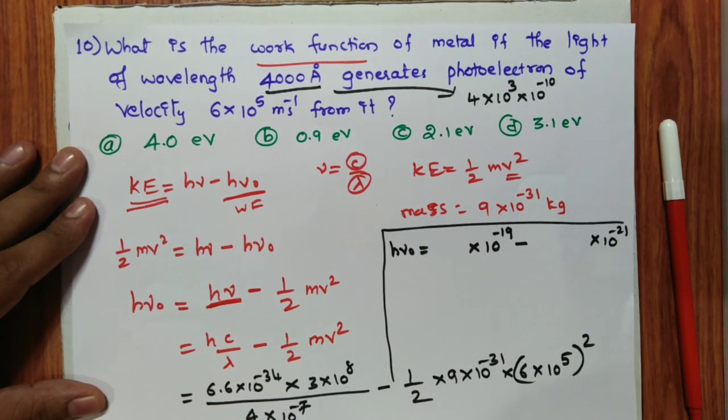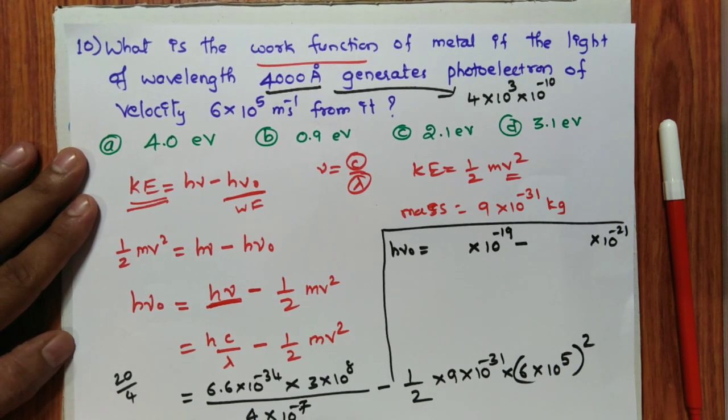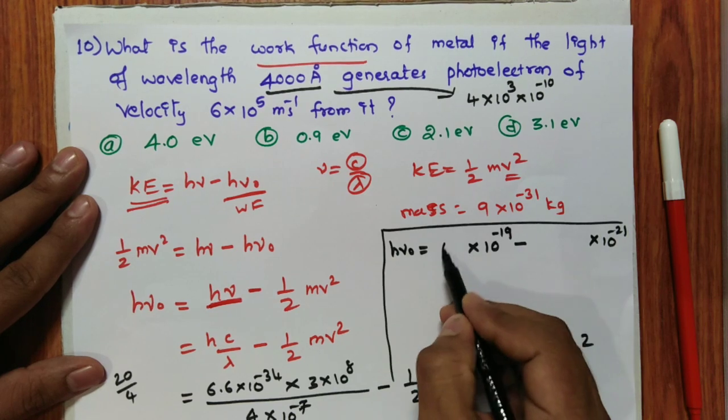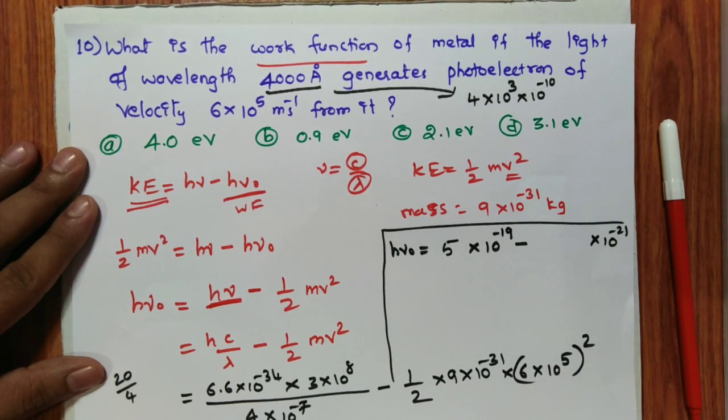So now if you simplify this particular 6.6 into 3 divided by 4, you are going to get almost 5. Because 6.6 into 3 is how much? That is 20, divided by 4. So 20 means 4 5s are 20. So you are going to get 5 into 10 to the power minus 19, because 6.6 into 3 divided by 4.